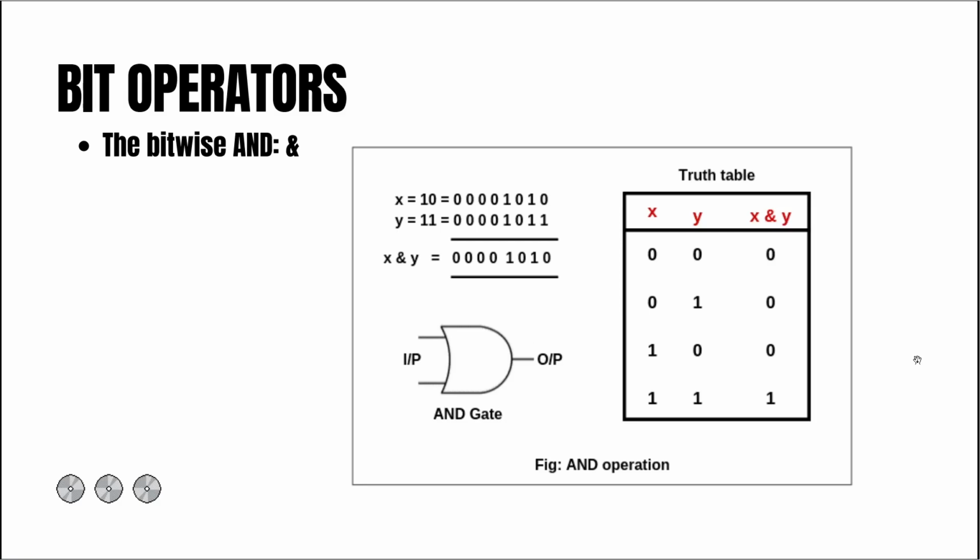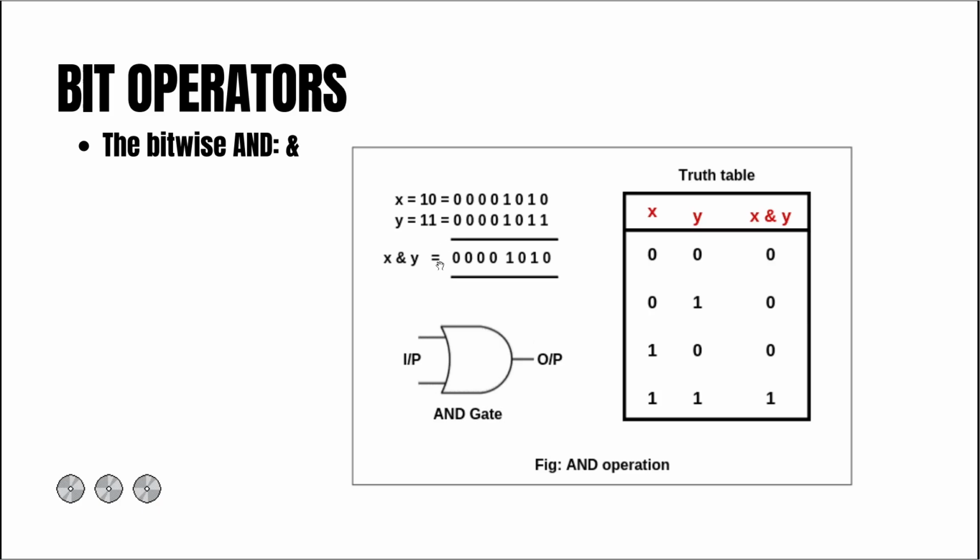Okay, first we look at bit operators. On this slide, we look at the bitwise AND, and as you can see in the table, we compare each pair of bits from x and y. The result is 1 only when both bits are 1. Otherwise, it's 0. You can see, for example, x equals 10 and y equals 11 in binary.